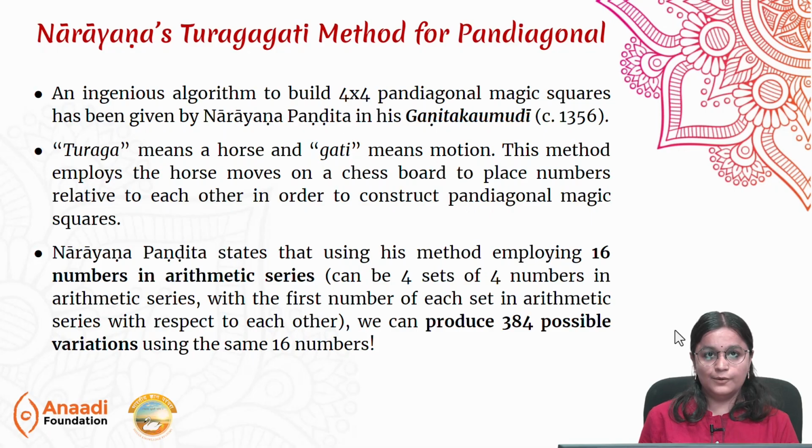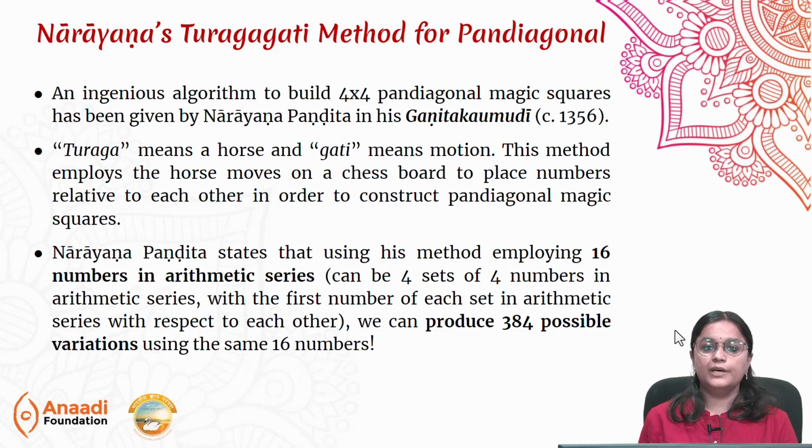Now, let us look at Narayana Pandita's Turagagati method for pan diagonal squares. An ingenious algorithm to build 4 cross 4 pan diagonal magic squares has been given by Narayana Pandita in his Ganita Kaumudi around 1356 CE. Turaga means horse and Gati means motion.